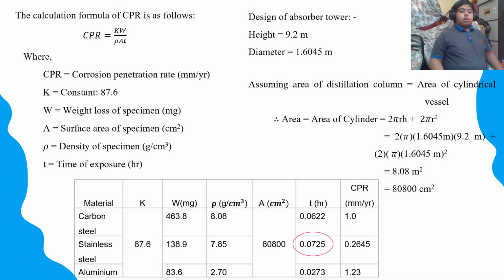This is the calculation formula for the CPR. We are assuming the distillation column as the area of the cylindrical vessel, with which we found the time exposure for the stainless steel is the highest, around 0.0725, which means that the stainless steel has much higher corrosion resistance than the other materials, that is the carbon steel and the aluminum.